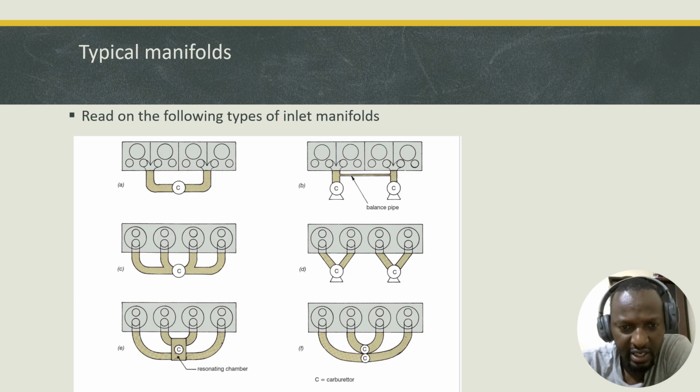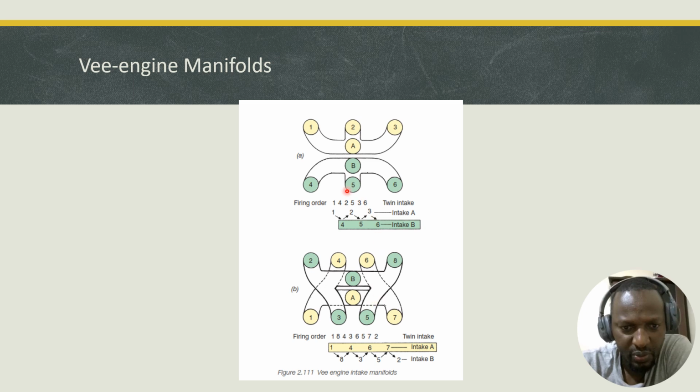Look at another design here that can be used with an engine that has a V arrangement. You can have 2 banks or 2 pipes, each serving 2 banks. You can have A and B, that's an intake A and intake B for a twin intake, or you can have this one that can be used again for a V8, showing the intersection of how the air flows.